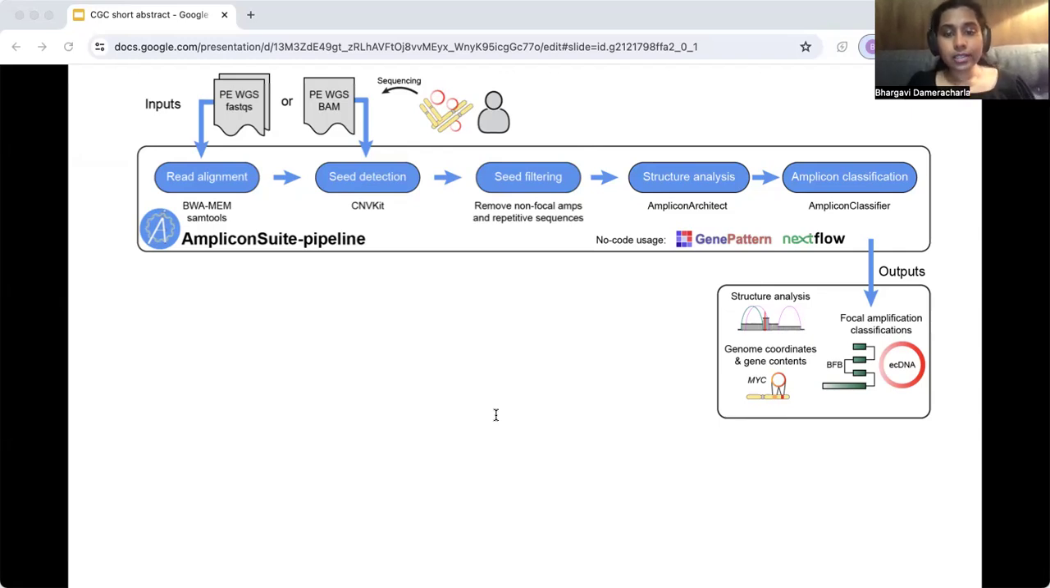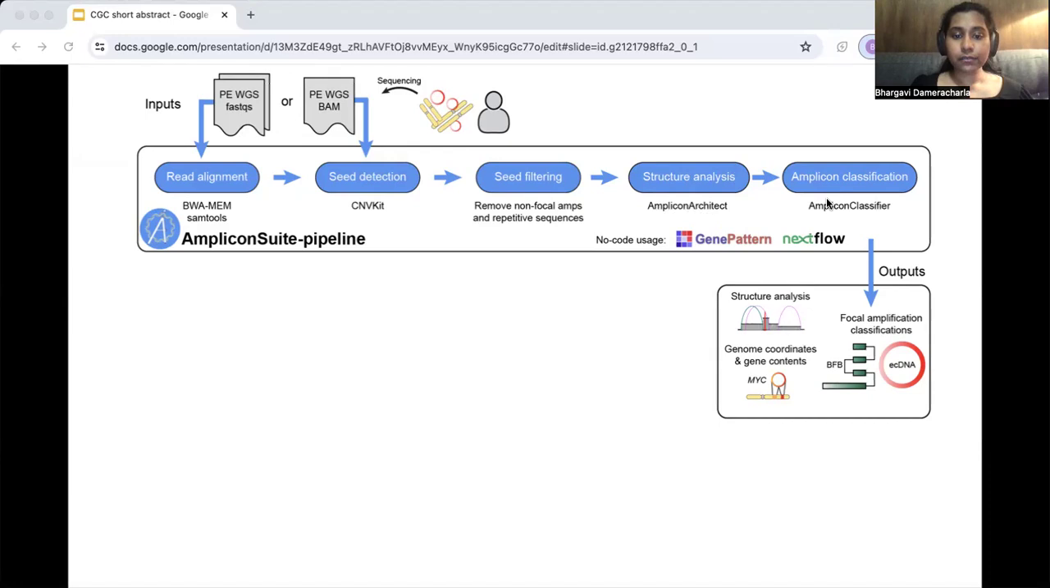And then structure analysis is performed using AmpliconArchitect, which is a tool that constructs local genome graph of amplified segments and structural variants while incorporating the copy number information of these regions. So the graphs it constructs remain consistent with the copy number profile of the entire amplicon.